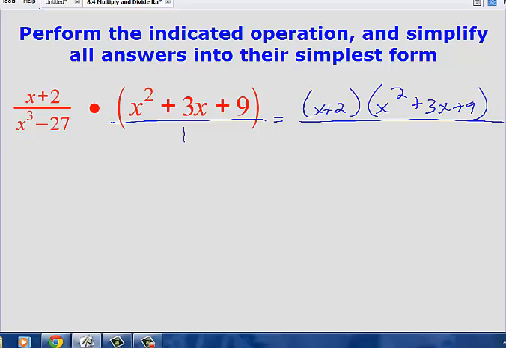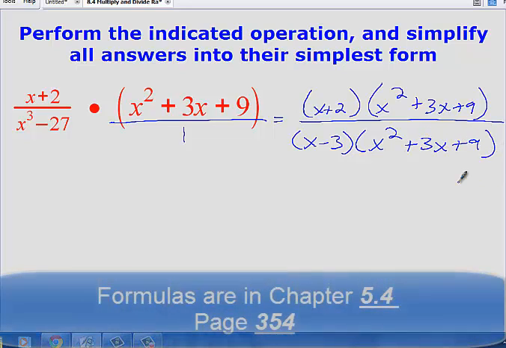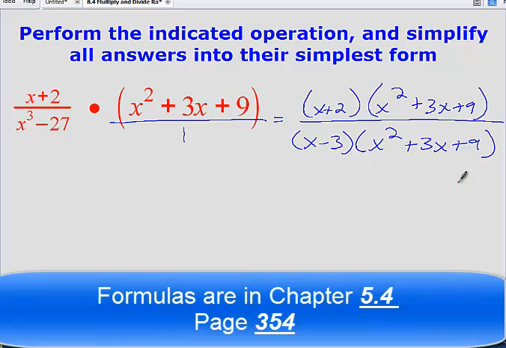Okay, so I've got an x cubed minus a 27. Do you guys remember that 27 is a perfect cube? Right? What number cubed is 27? 3. So this becomes x minus 3 times x squared plus 3x plus 9. How do I know that? We had a rule in chapter 7, how to factor down the difference of perfect cubes.